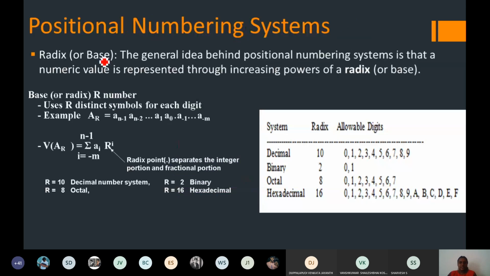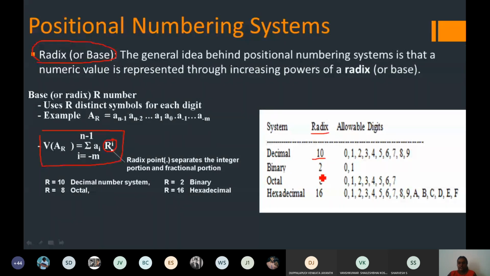Now, what is actually a positional number system? Today we are going to see about the positional number system. Its basic idea is the radix or the base of the number system. If I have a number to be represented in any system, be it decimal, binary, octal, or hexadecimal, I will write it as a_i times r to the power i, where r is the radix, with a radix point separating the integer portion and the fractional portion. For example, the radix or base for decimal is 10.